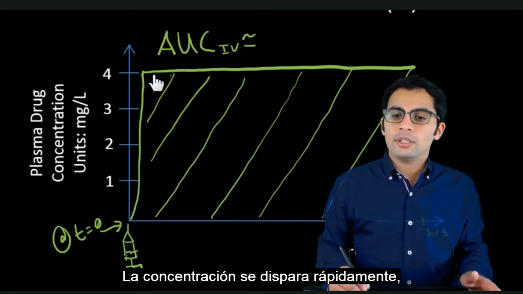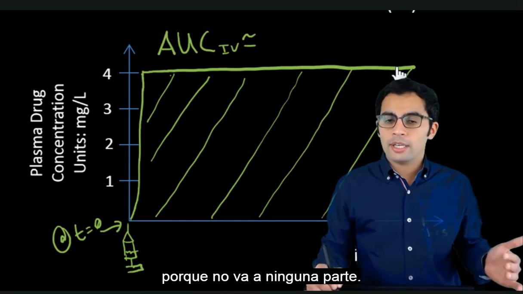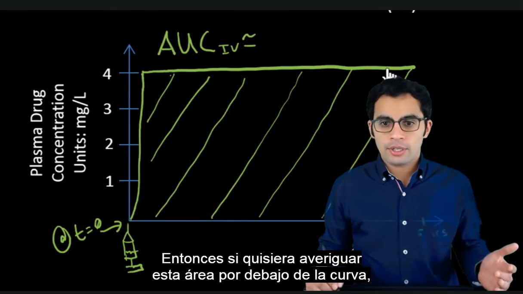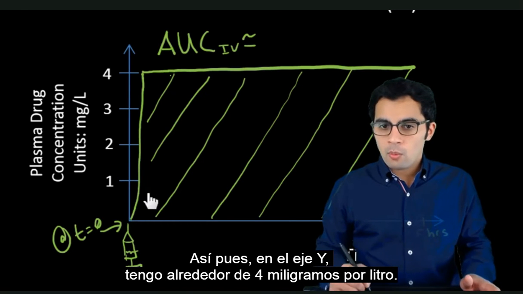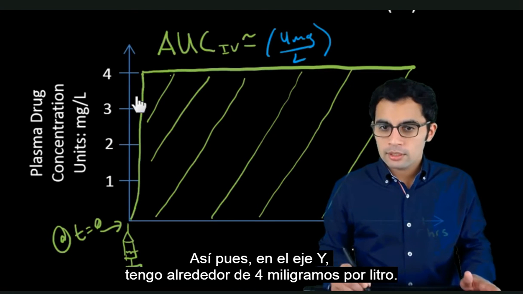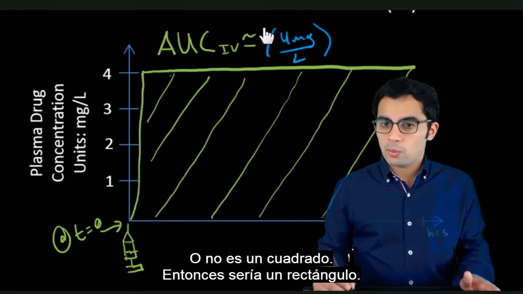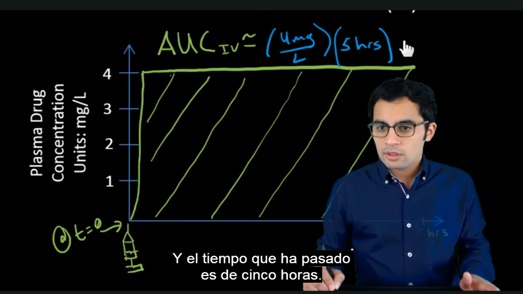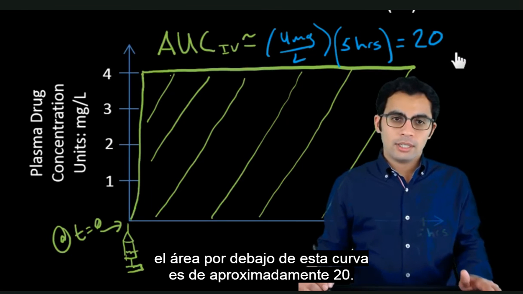The concentration rapidly shoots up, and essentially it stays flat because it's not going anywhere. So if I wanted to figure out the area underneath the curve here, we've kind of made up some numbers. We're saying 5 hours has gone by. So on the y-axis, I have about 4 milligrams per liter. We're assuming this is a rectangle to figure out the area. And the amount of time that went by is 5 hours. So without focusing on units here, the area underneath this curve is about 20.